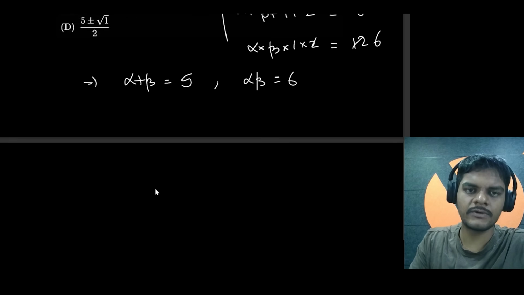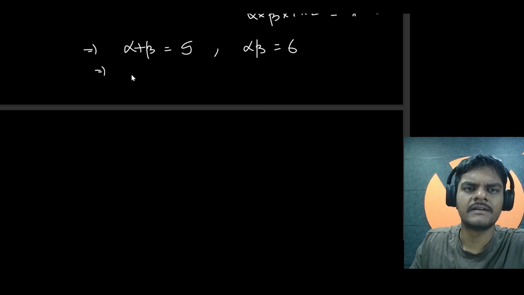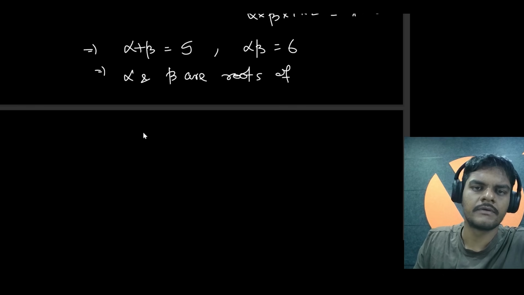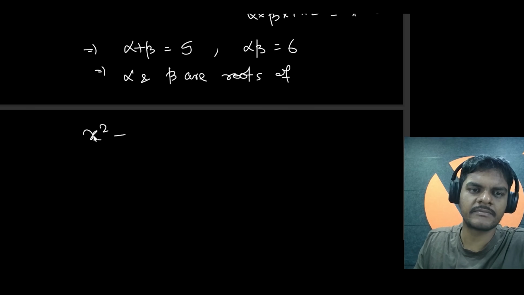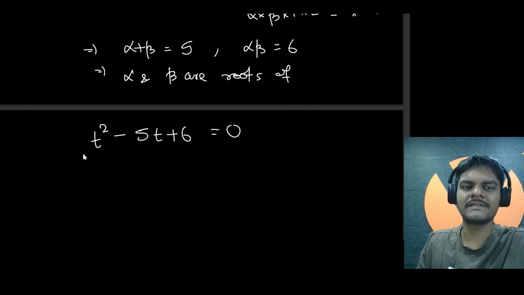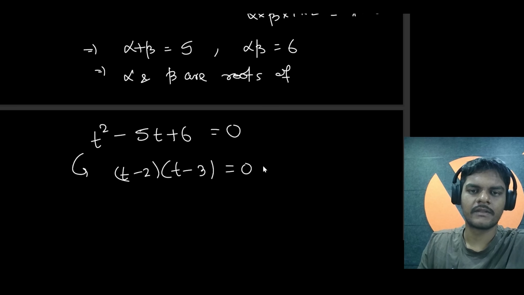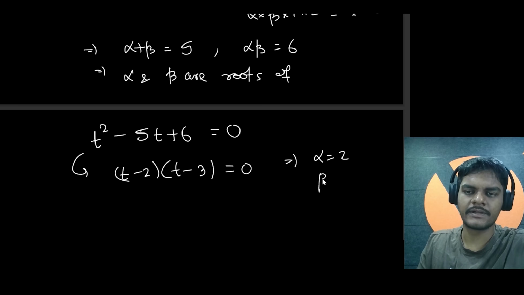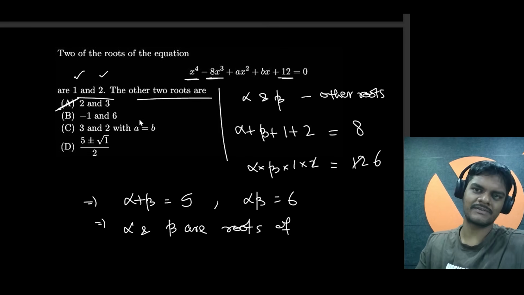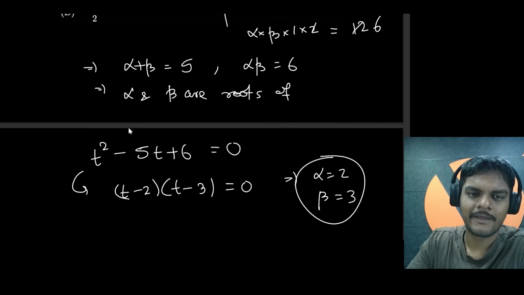All right. So now, after this happens, we can see that alpha and beta are roots of t square minus 5t plus 6 equal to 0, right? And obviously, we can see that this can be factored into t minus 2 into t minus 3. So that implies alpha equal to 2, beta equal to 3. So 2 and 3 are the other two roots. That's a beautiful question, relating biquadratic and quadratic. Very nice.